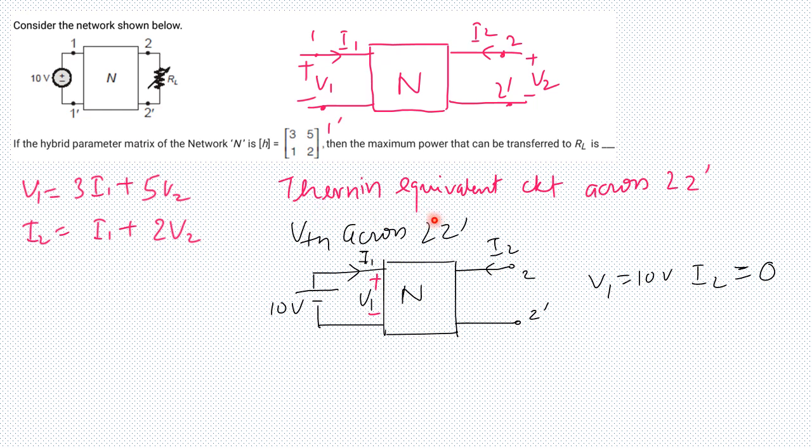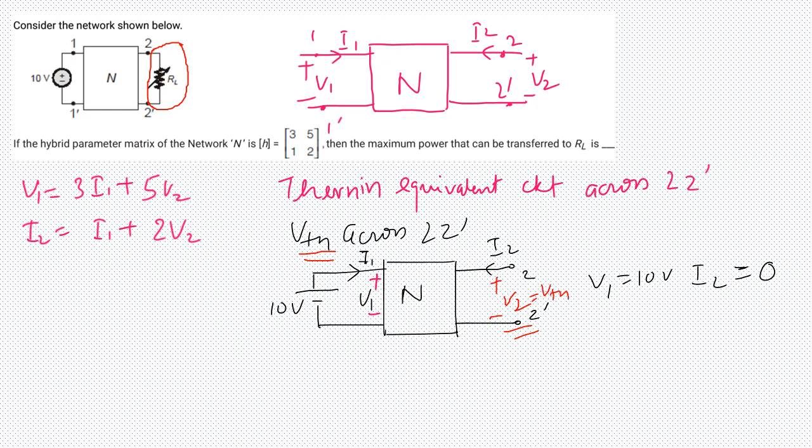First we find the Thevenin equivalent, starting with VTH. When finding a Thevenin equivalent, we remove that branch, so we remove this RL connected across 2 dash, as shown here. Now we have to find the voltage V2, which is going to be our Thevenin equivalent voltage, so V2 equals VTH.